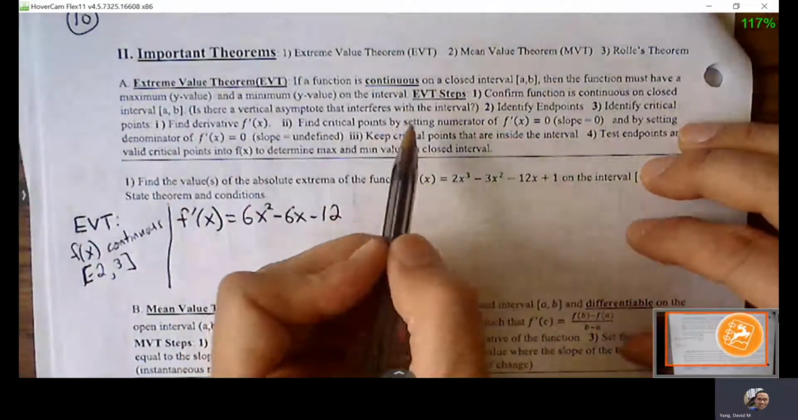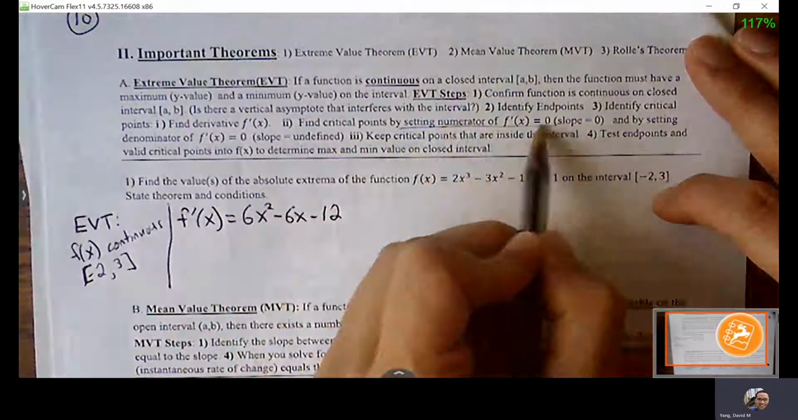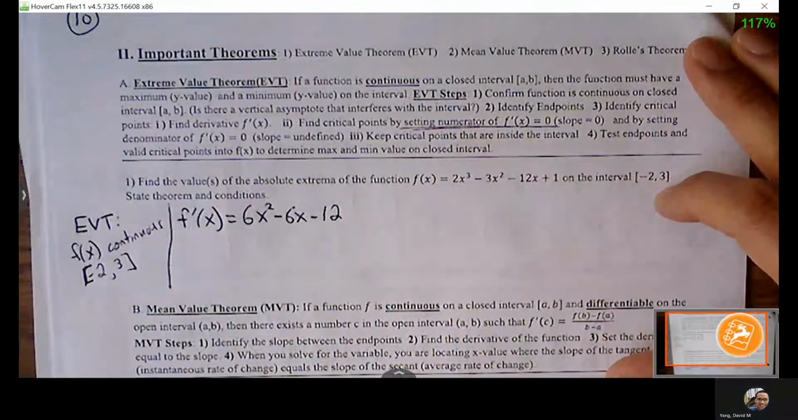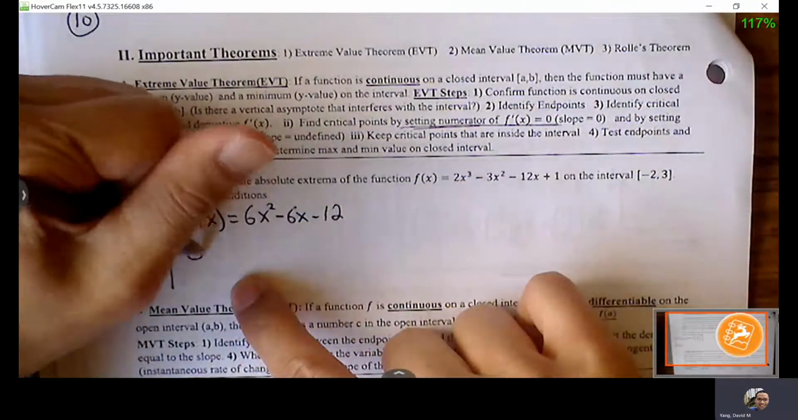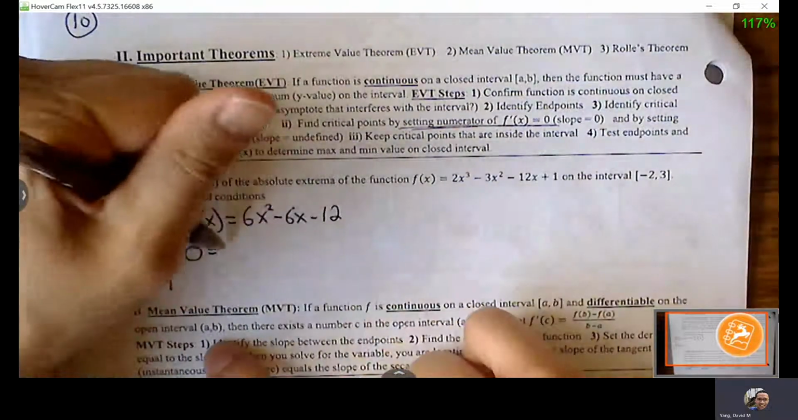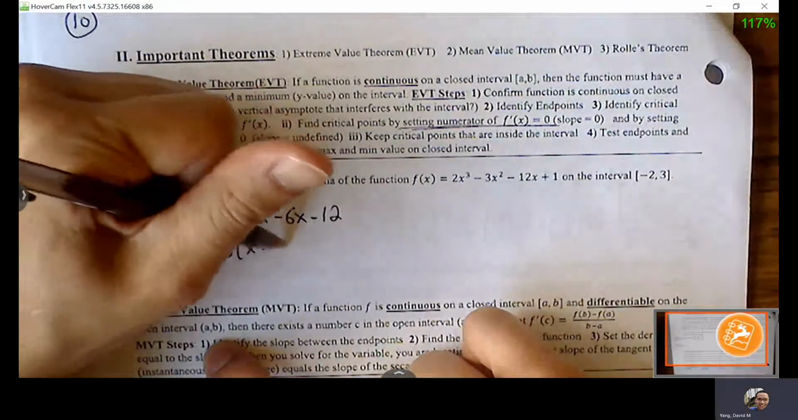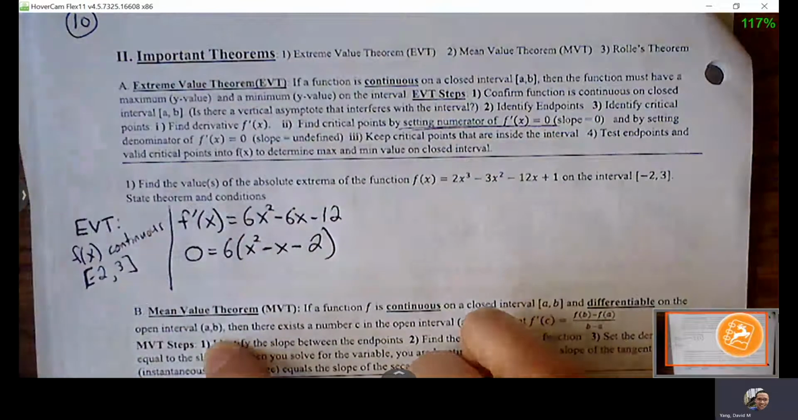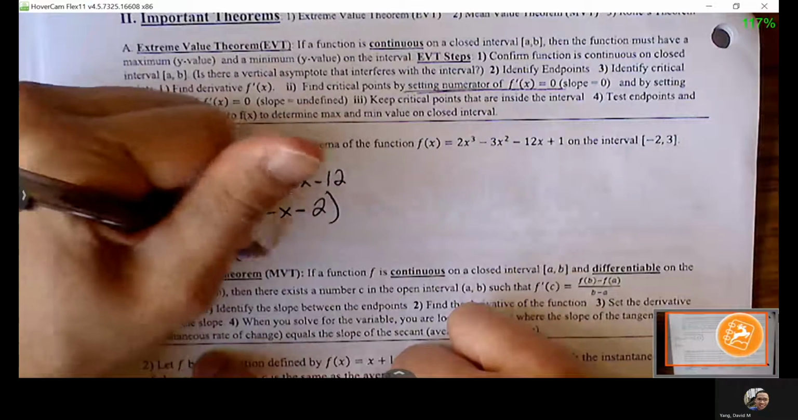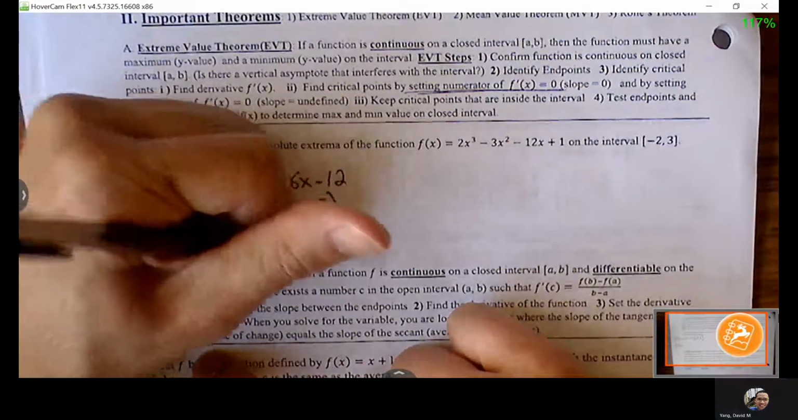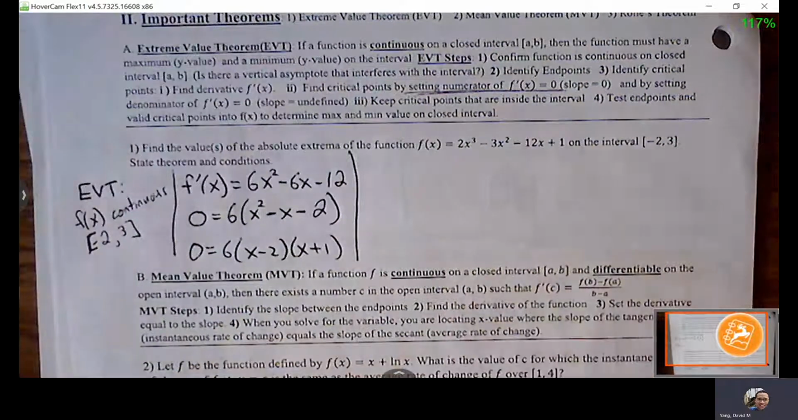And since we only have the numerator, we're going to set that numerator of f prime equal to 0. We're looking for slope zeros. For this problem, there's no chance that we're ever going to have a slope undefined, so we just have to focus on the numerator. I can factor a 6 out. Continue factoring. Solve for x.